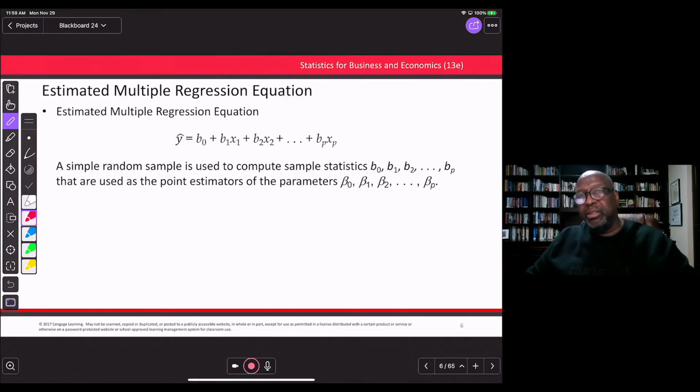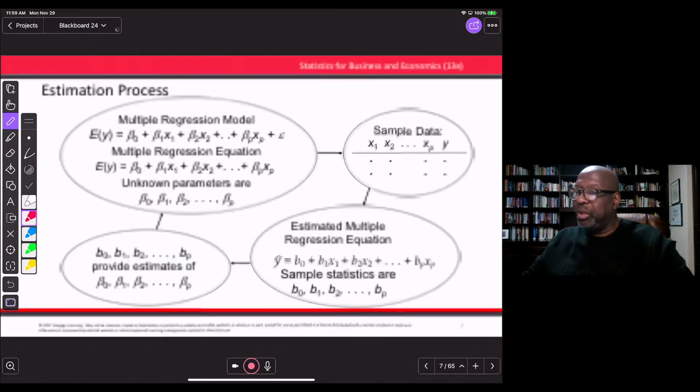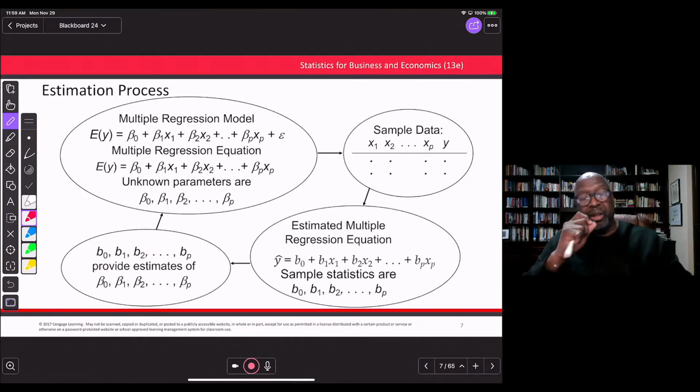So when we take sample data and fit a regression estimate to the data, then we would get sample parameters. So b0 would be the sample estimate of the intercept, b1 would be the sample estimate of beta 1, and so forth. So as we can see here, those statistics are estimates of those population parameters. All right. And we interpret them in much the same way that we interpret the coefficients in simple linear regression.